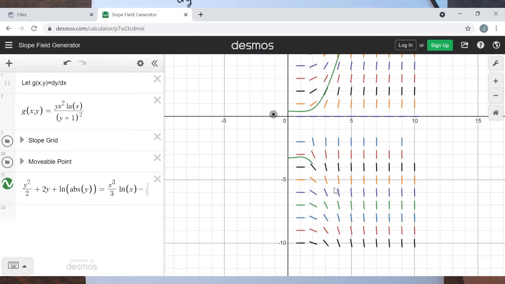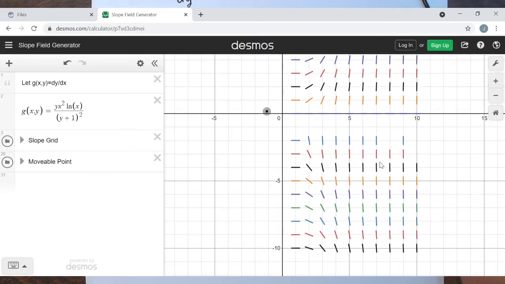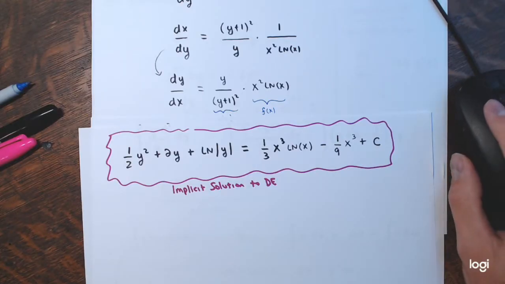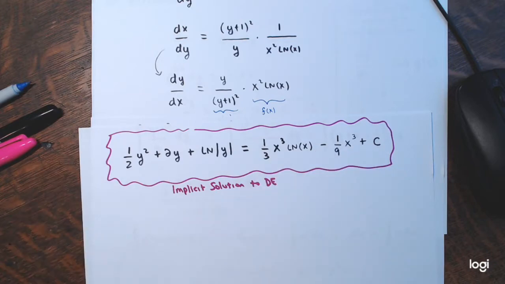Okay. And if you wanted to, oh, I just erased it. But yeah, you could have thrown on plus any value of c and would have seen a different curve that also followed the slope field pretty well. All right, so going back to my paper, and that's where I'm leaving that.